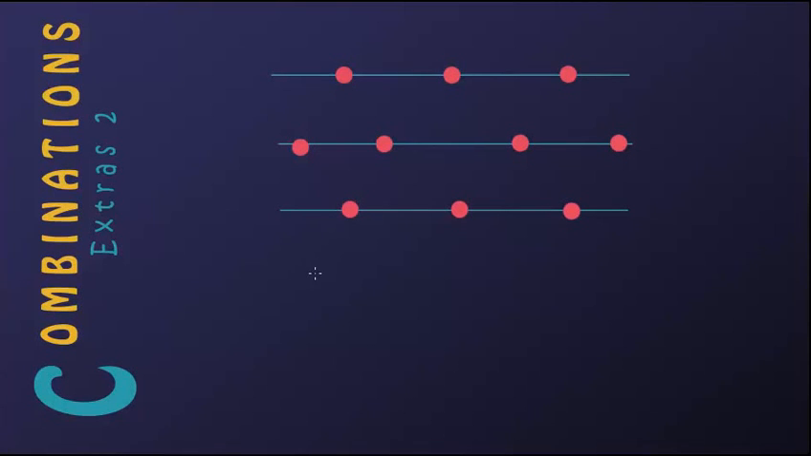Let's try some more combinatorial questions. In this diagram, how many non-degenerate triangles, so triangles that are not in a line, can be made by connecting 3 pink dots? So step 1 is to realize that permutation or order does not matter, so we're going to be using combination.